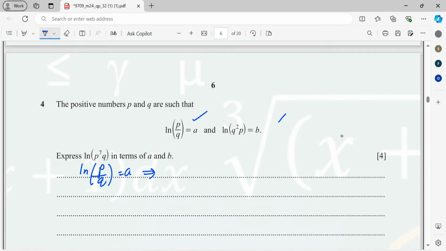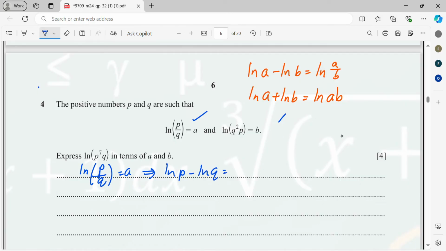Now, according to the properties of log or ln, ln a minus ln b is ln(a/b), and same goes for ln a plus ln b, that is ln(ab). Then from here, I will be getting ln p minus ln q equals a as the first equation. And from the second expression, ln(q²p) equals b, that means, referring to the second formula, ln q² plus ln p equals b.